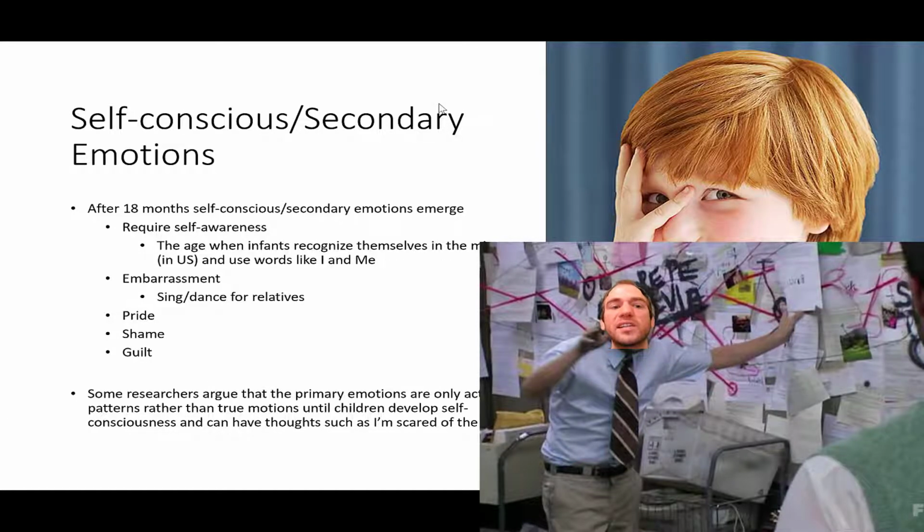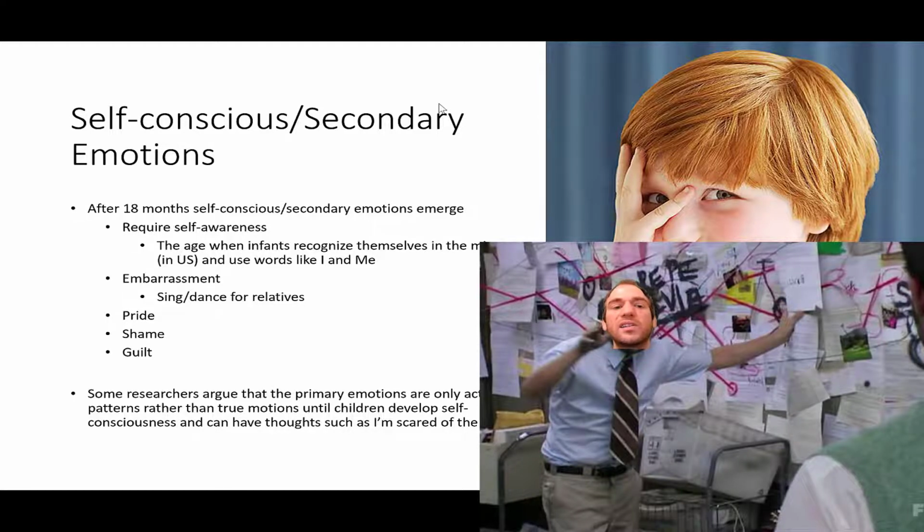Next, we have the secondary emotions, or self-conscious emotions. After 18 months, self-conscious, secondary emotions emerge. Researchers argue that they require self-awareness, the age when infants recognize themselves in the mirror, that is in the US, and use words like I and me. Embarrassment, singing or dancing for relatives, pride, shame, guilt. Some researchers argue that the primary emotions are only action patterns rather than true emotions until children develop self-consciousness and can have thoughts such as, I'm scared of the dog.